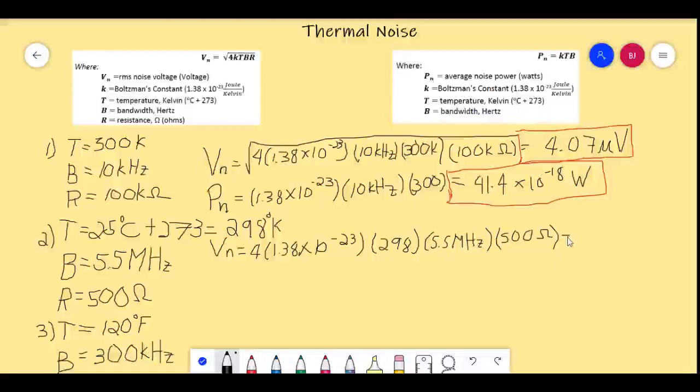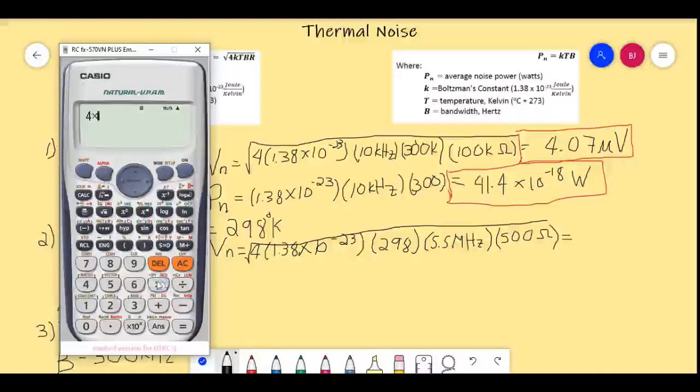Okay. And let's not forget our square root right here. So we have 4 multiplied by 1.38 exponent negative 23 multiplied by 298, our temperature. Then our bandwidth is 5.5 megahertz. So 5.5 mega is 6, so 5.5 times 10 exponent 6, multiplied by 500. And then, of course, we have to do the square root. And it will be 6.73.